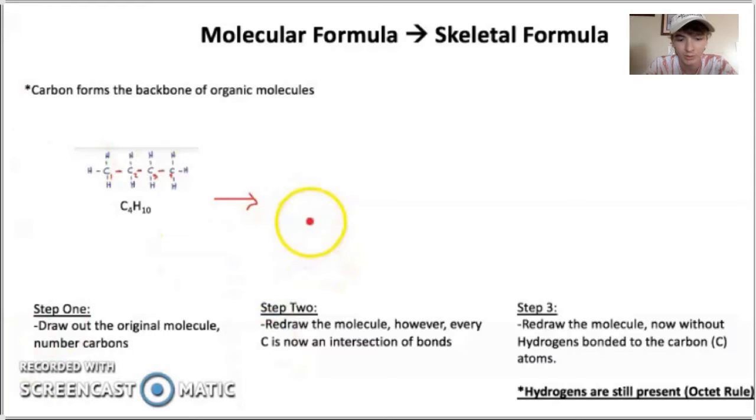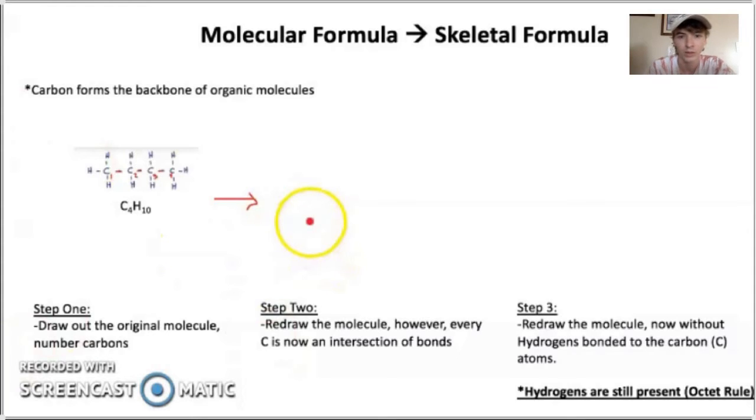So to begin, you really don't need to understand what the name of the molecule you're looking at is. You just need to understand that carbon is the backbone of any organic molecule, and as a result can form covalent bonds together. So now look at the molecule. As we see, there's 4 carbons, and we start by numbering the 4 carbons.